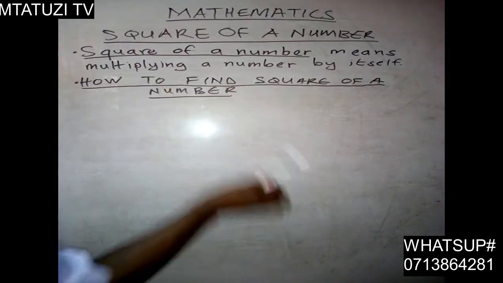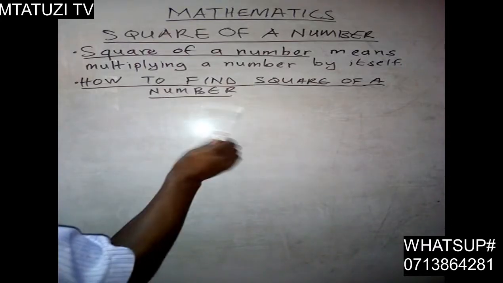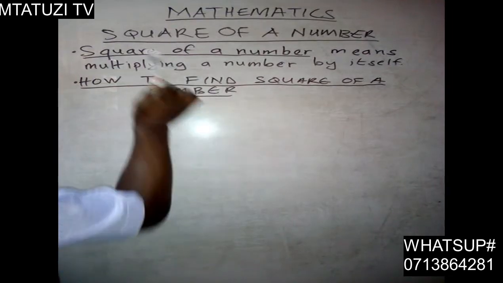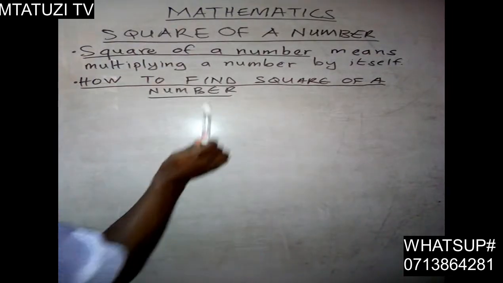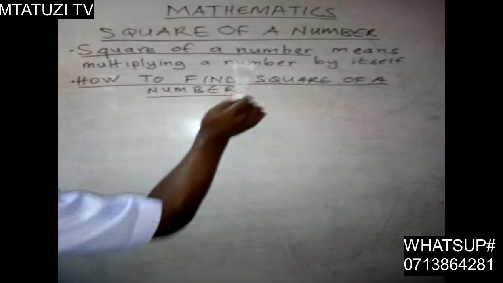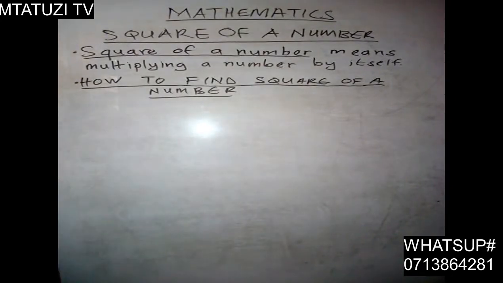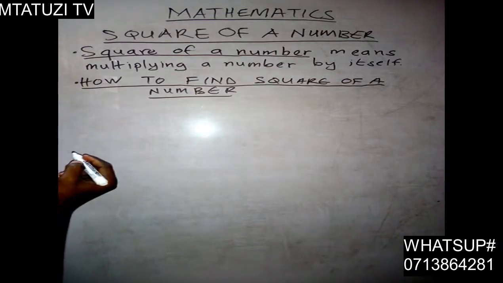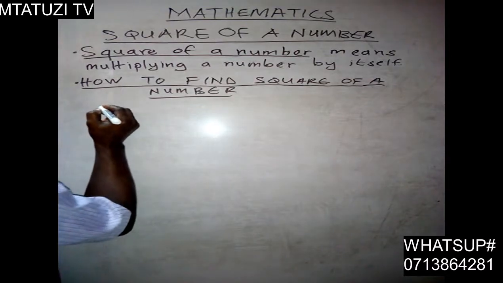Here in the English medium, primary school English medium, we call them square of a number. So square of a number means multiplying a number by itself. Now let us see how to find a square of a number, and we are going to see it by using examples. So let us see example number 1.